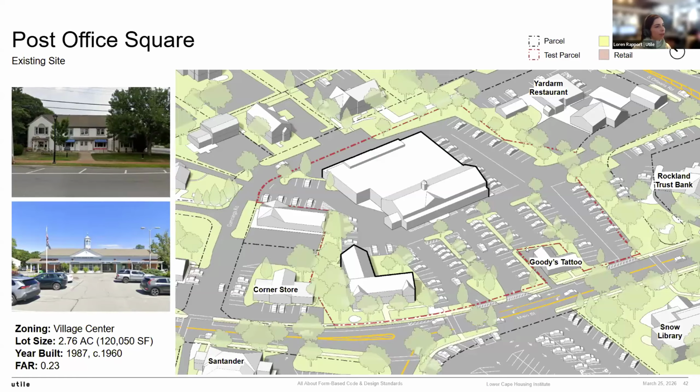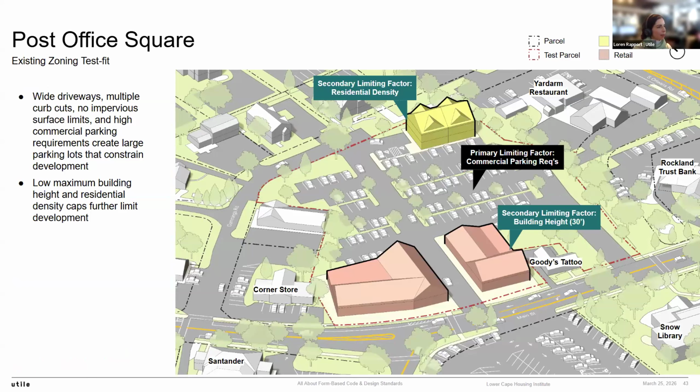So in developing these standards, we, similar to Provincetown, went through a series of test fits. This is the existing condition today of one of our larger sites that has a large parking lot facing the front lot line and a large commercial development in the back. We looked at what the existing zoning test fit resulted in, which, because of the high commercial parking requirements, you're not able to get a lot of development on the site, and you're also not able to get a lot of housing on the site with residential density limits.